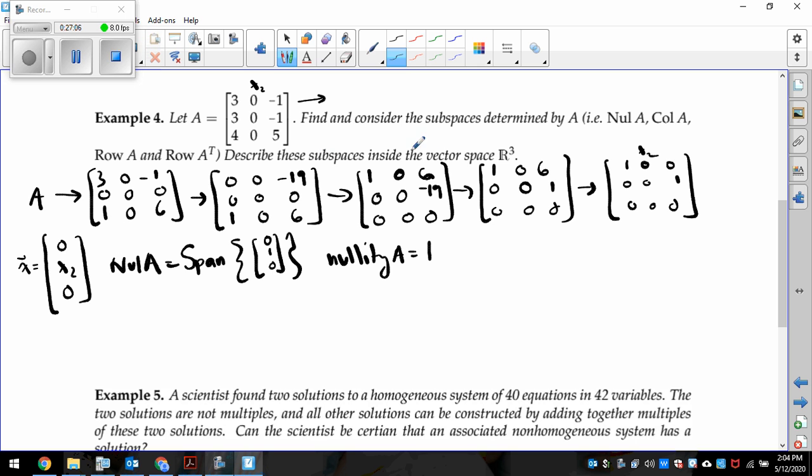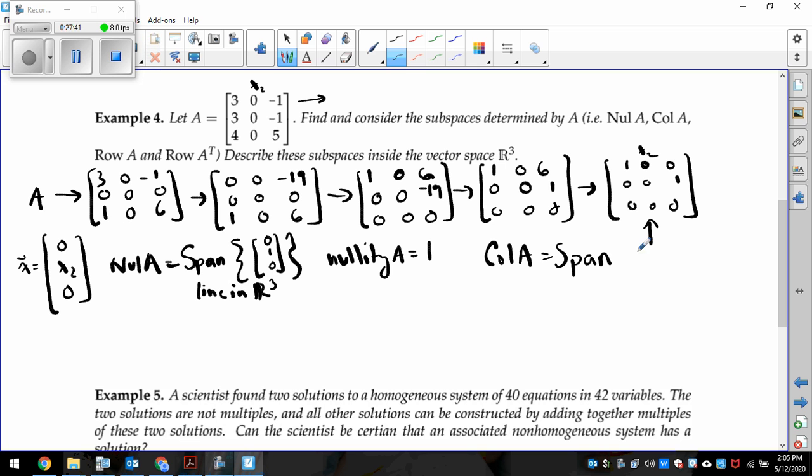So they want us to describe these subspaces. So this is just a one-dimensional subspace. It's just a line. So this is a line in R3, because the span of a single vector in 3-space is just going to produce a line in this direction along the y-axis, if we were thinking in terms of x, y, and z. So now we'll use this reduced row echelon form right here to help us find the basis for the column space and row space. So the column space of A is equal to the span.